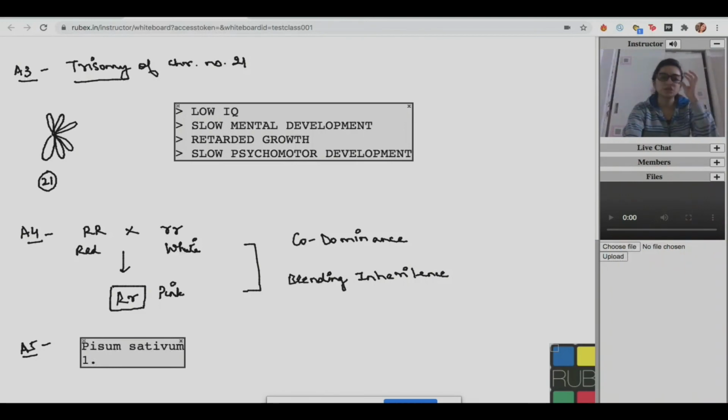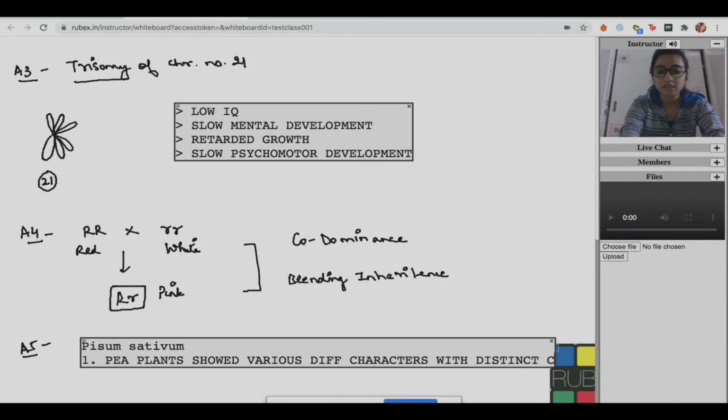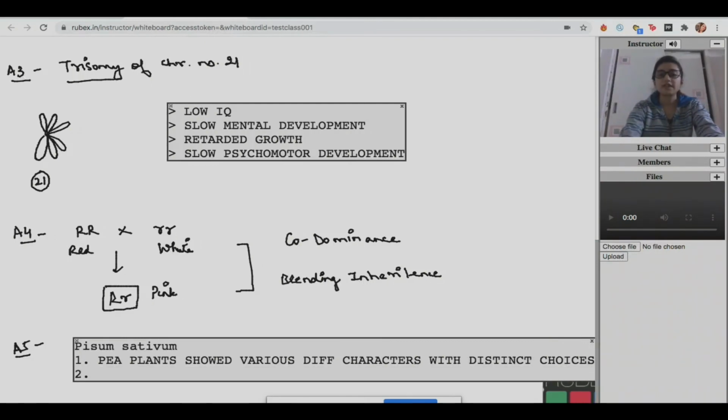The first reason is that pea plants showed various different characters with distinct choices. For example, height, tall or short; flower colors, violet and white; seed color, yellow and green. So there were various different choices. Secondly, pea plants showed self as well as cross fertilization, or pollination.